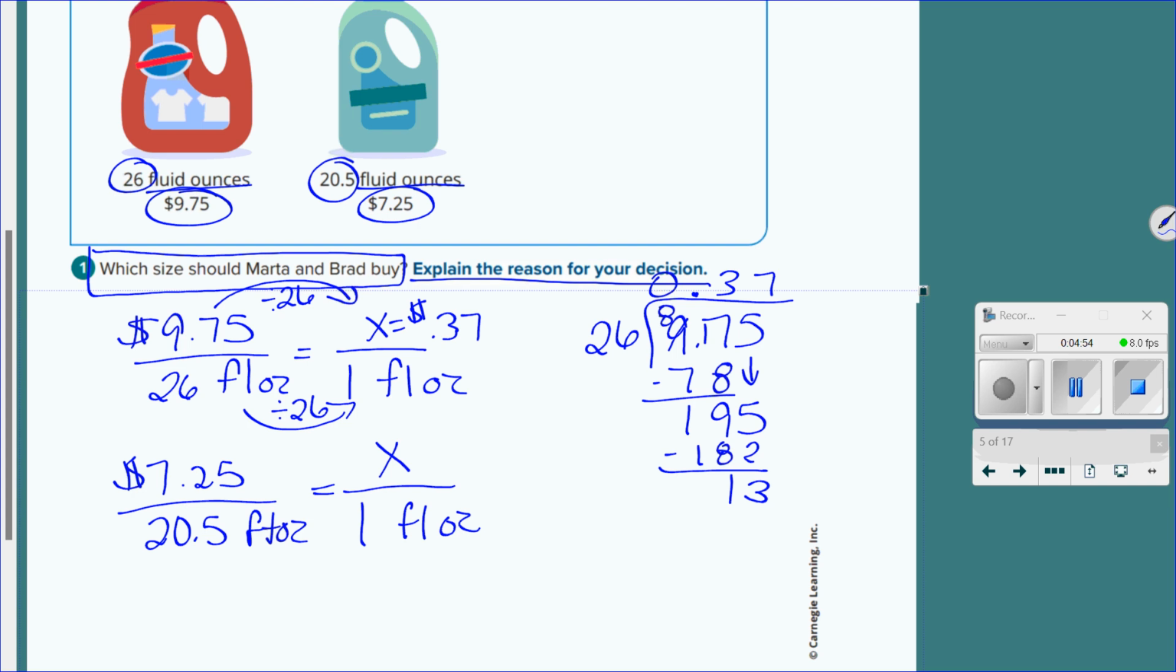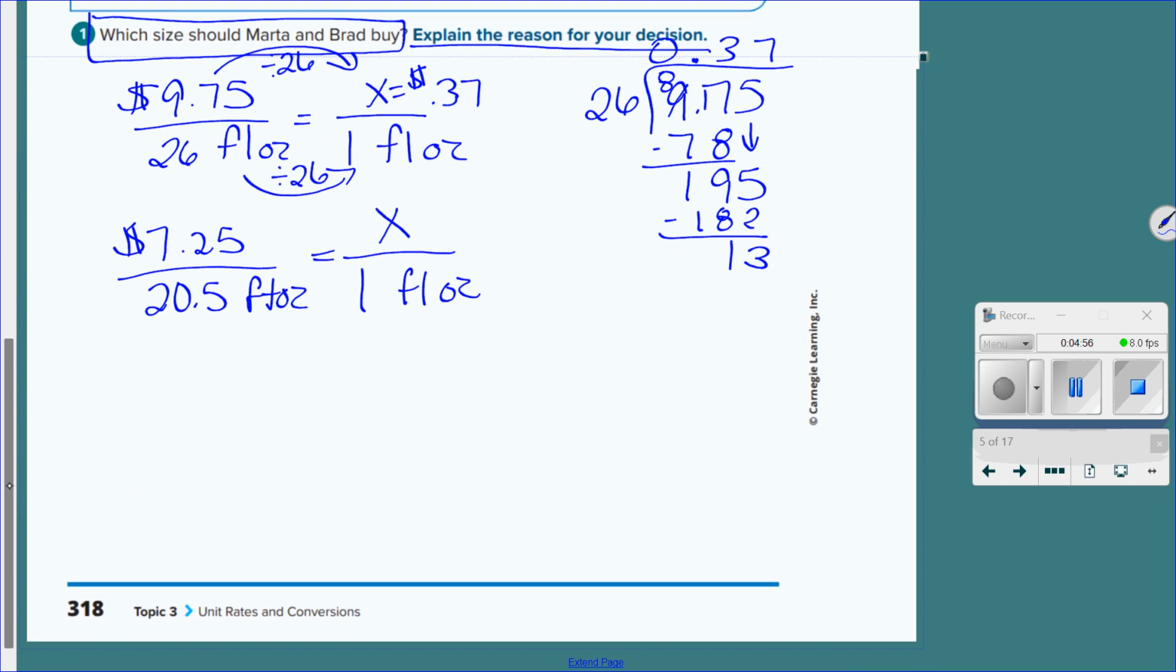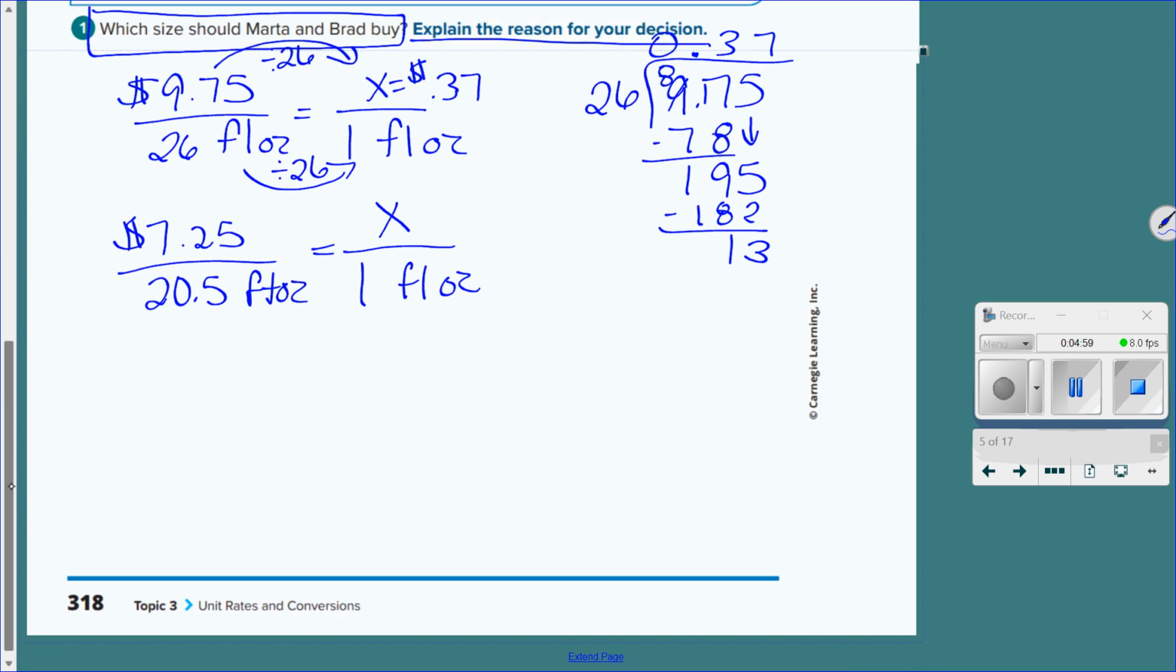Does that make sense? All right, then the bottom one, what would I do to 20.5 ounces to get to 1? Divided by 20 and a half. Any number divided by itself equals 1. Yes? So what do I need to do to my top number? Divide it by 20 and a half. So I have $7.25 divided by 20 and a half. This time I do have a decimal outside. So I need to move it once to make it a whole number. So I move this one once and move it up into my answer. Make sense?